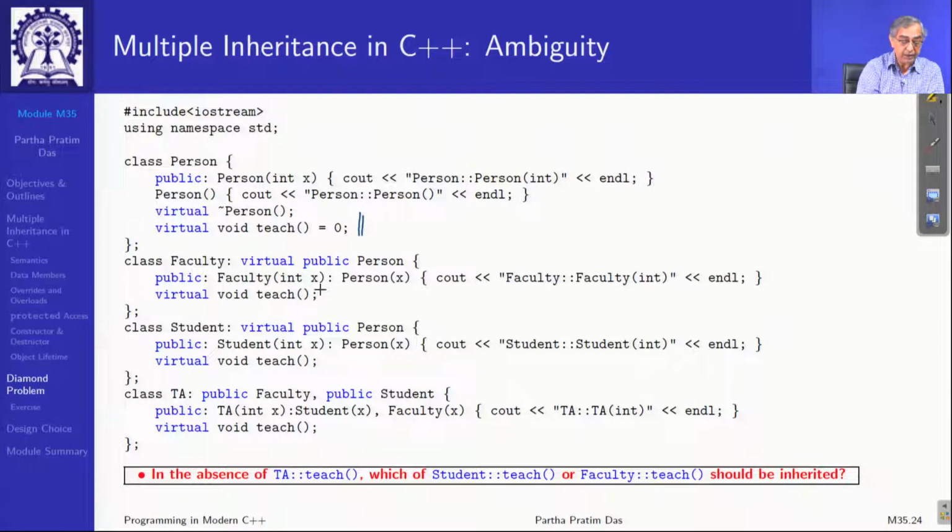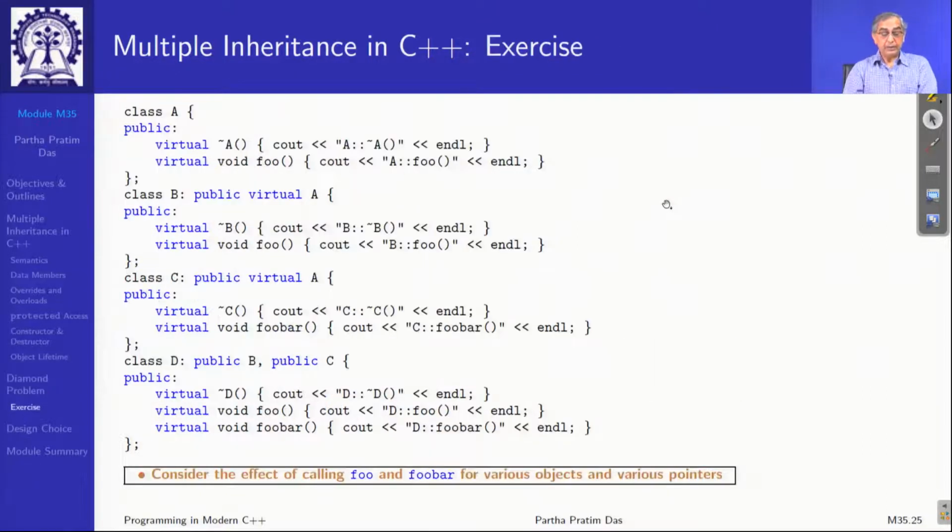For example, you have a teach which you override in student and faculty, and in TA, fine, good enough, it will work. What if I do not provide this? So, the question that I leave with you is which of the teach will be used, or how would you resolve that problem, right? So, it's not easy. If you get into diamond, it's not easy to always handle this.